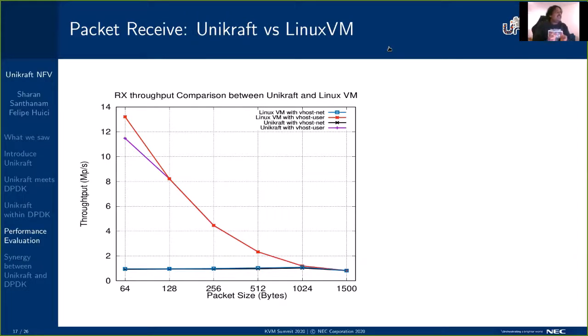Similar performance we saw for the RX throughput, where the RX part of Unikraft with vhost-user is slightly slower, about 11.5 million packets, whereas the RX of a Linux VM was around 13 million packets for the minimal packet size. And for the rest of them it was quite matching. So there are some bottlenecks within the RX which we need to figure out, which is part of future work.